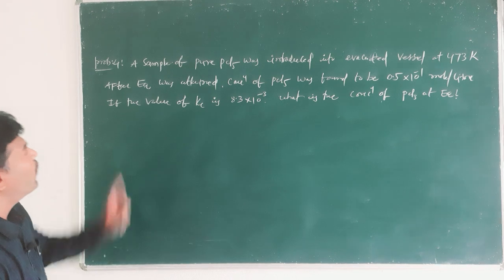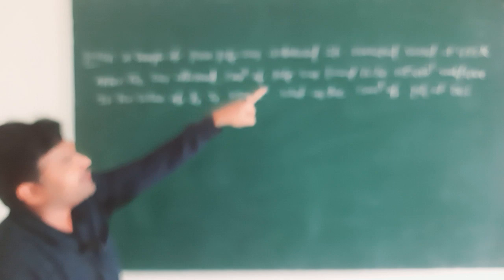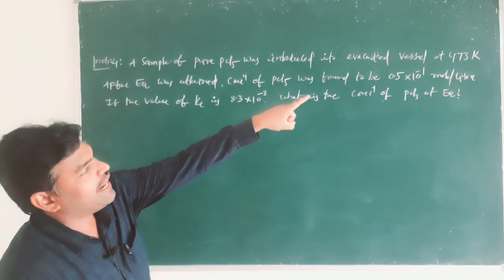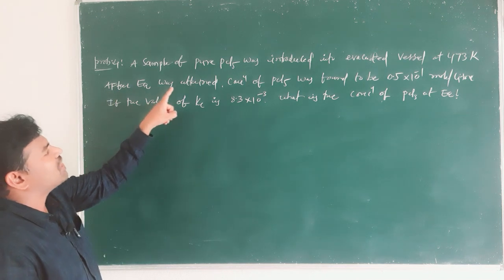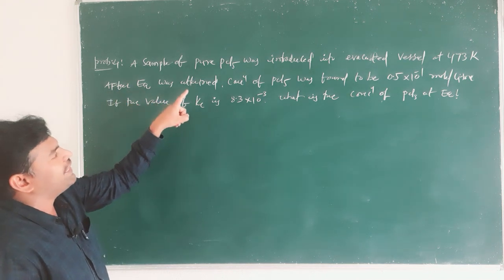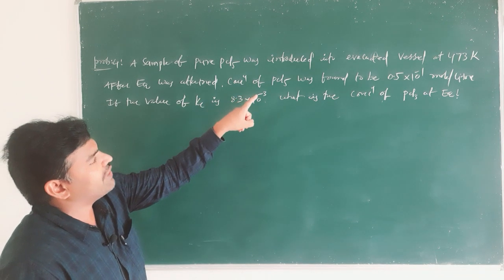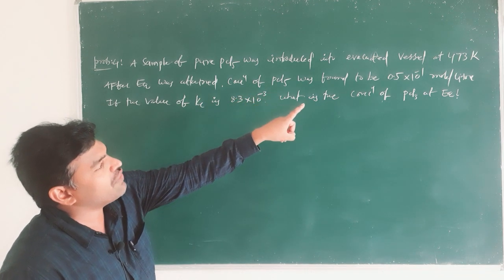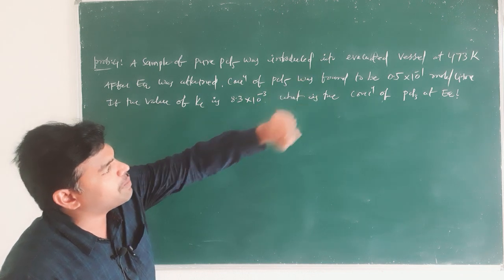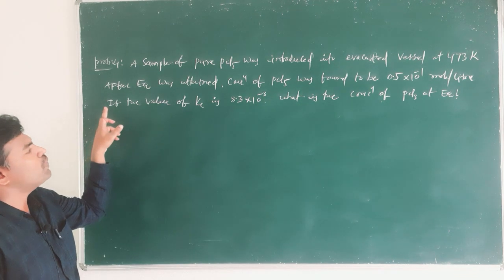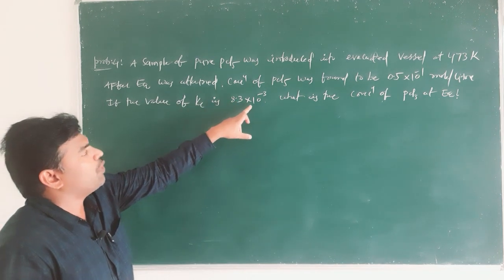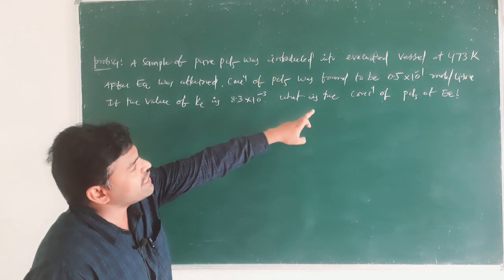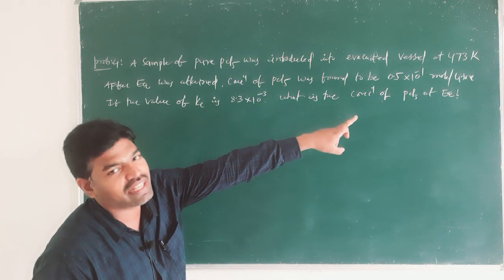Problem 4: a sample of pure PCl5 was introduced into an evacuated vessel at 473 Kelvin. After equilibrium was attained, the concentration of PCl5 was found to be 0.5 into 10 to the power of minus 1 moles per liter, and if the equilibrium constant Kc is 8.3 into 10 power minus 3, then what is the concentration of PCl3 at equilibrium?